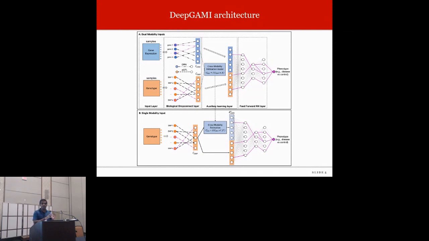We don't estimate the exact modality itself; we estimate the latent space of each modality so that we can do cross-modality imputation. And finally, we have a feed-forward neural network layer, which does phenotype prediction. That is the top panel, which is the training phase. In the bottom panel, during the testing phase, the auxiliary learning layer enables us to input only a single modality to the model, estimate the other modality's latent space, and use that to make the phenotype prediction.